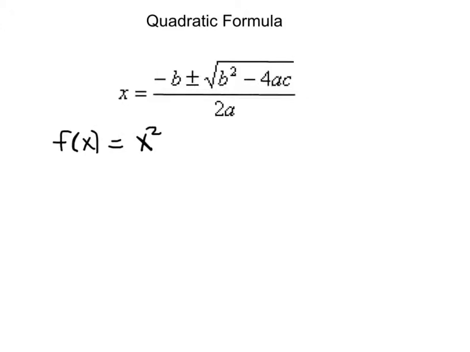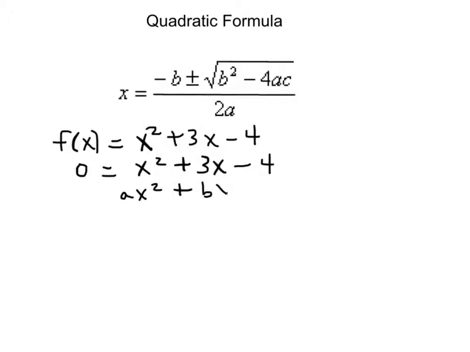equals x squared plus 3x minus 4. So the first thing we need to do is make sure that our equation is set equal to 0, and in this case it really is set equal to 0. So the equation that I'm going to use is 0 equals x squared plus 3x minus 4. I'm going to identify my a, b, and c that I'm going to use up here in my quadratic formula. So remember, in standard form, ax squared plus bx plus c, this makes my a 1, my b a positive 3, and my c a negative 4.